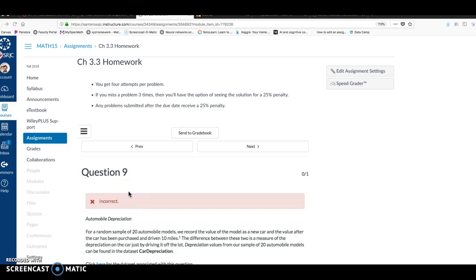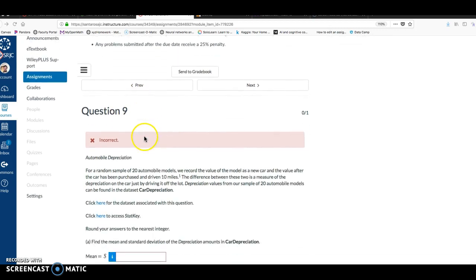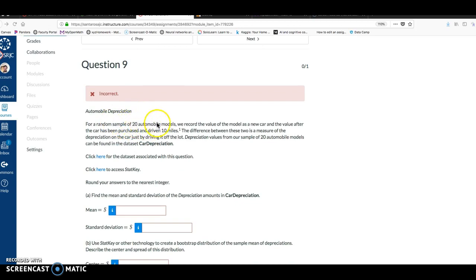Hello, I'm looking at chapter 3.3, homework question 9. In this question, off a random sample of 20 automobile models, we record the value of the model as a new car and the value after the car has been purchased and driven 10 miles. So we're looking at the difference between these two in the spreadsheets given to us. We're looking at depreciation value. So how much does a car depreciate in 10 miles?